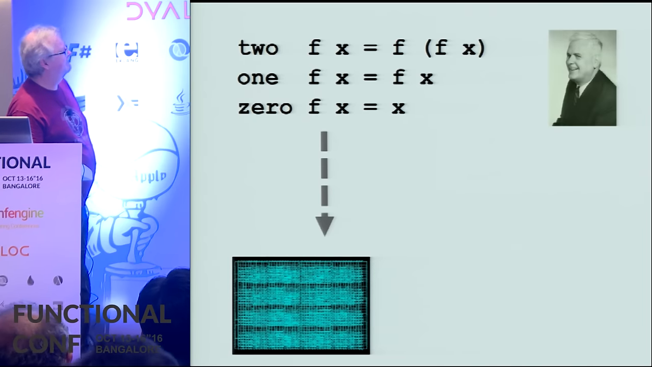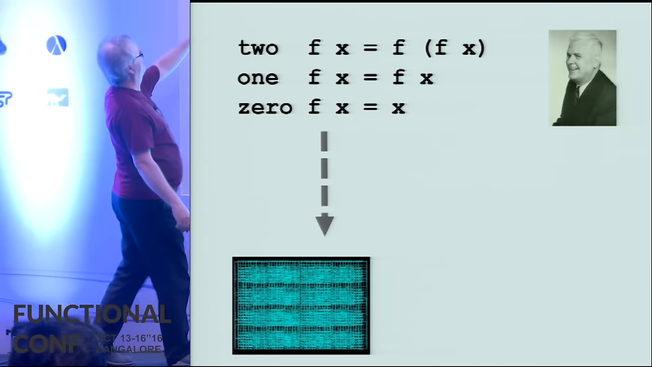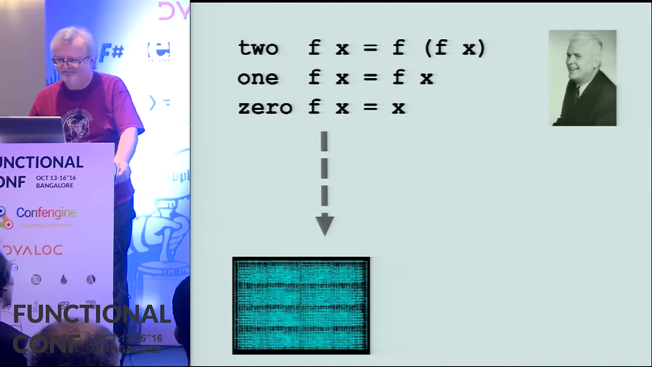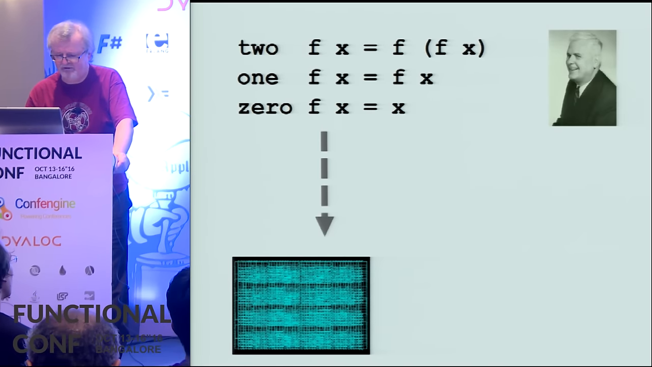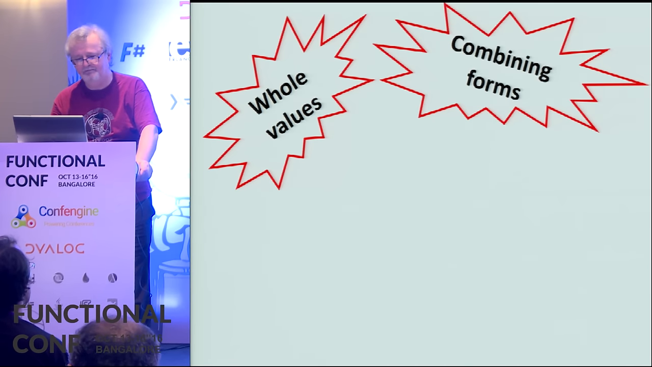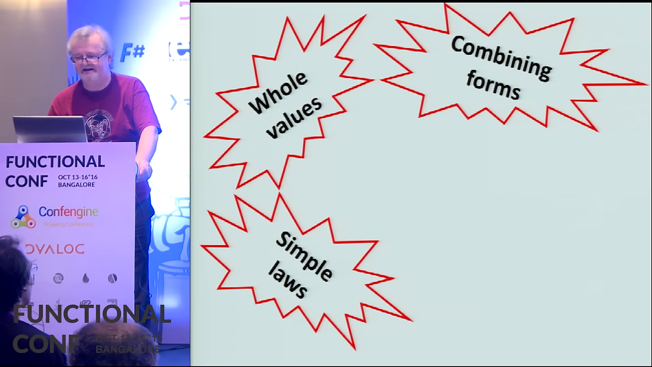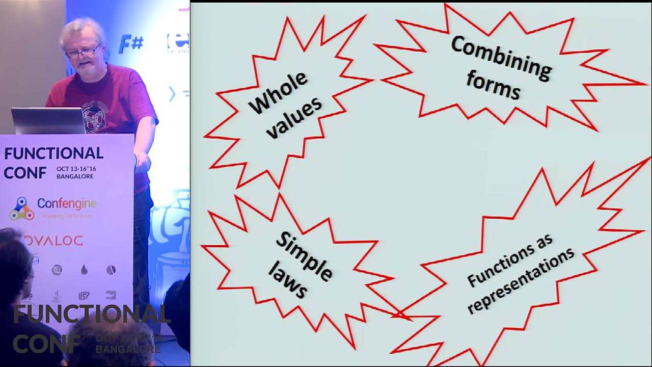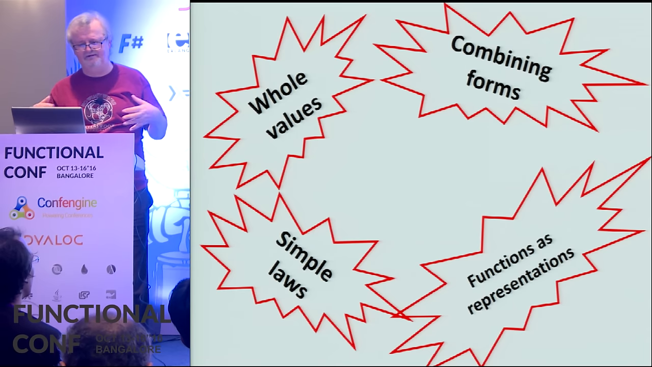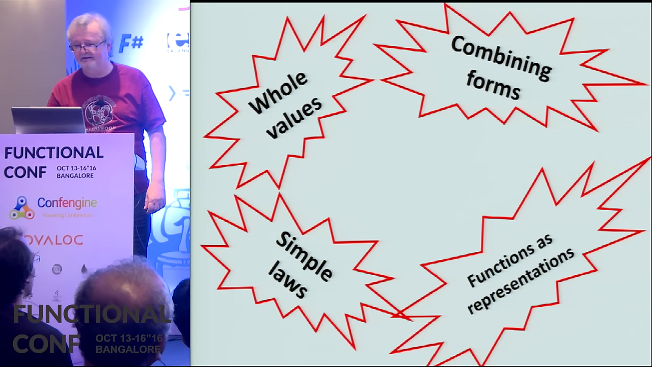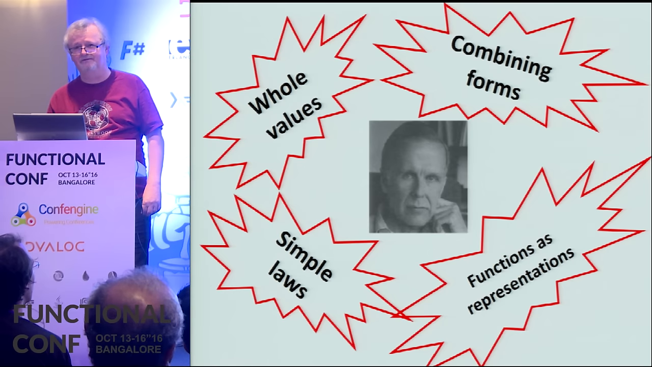So we've made a very long journey, starting from Church numerals and coming all the way to Haskell and QuickCheck running on a chip. But throughout this whole journey, there are a number of ideas that have come back again and again and again. Programming with whole values, not a word at a time. Powerful combining forms that satisfy simple laws and using functions as representations. And I think these four ideas pervade good functional programming. And they've delivered a whole lot of value over the years. So I think we would have made Backus proud. Thank you.